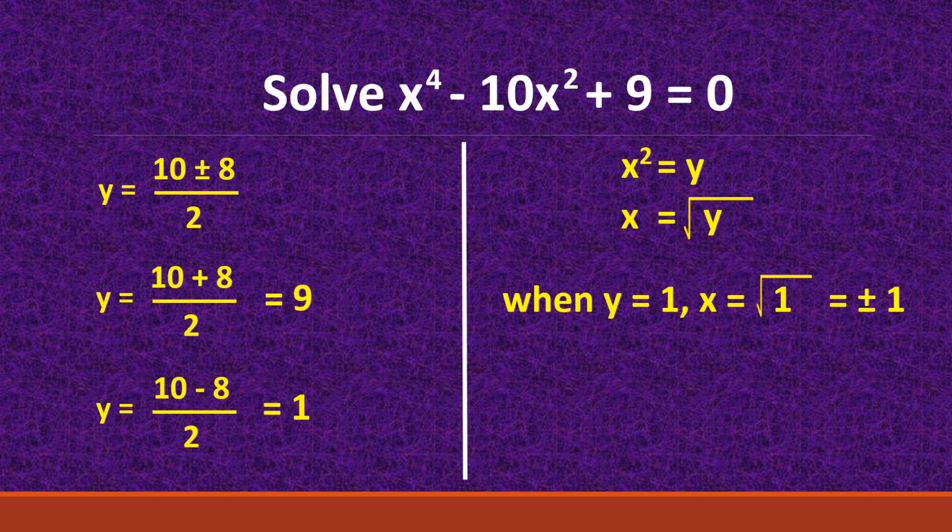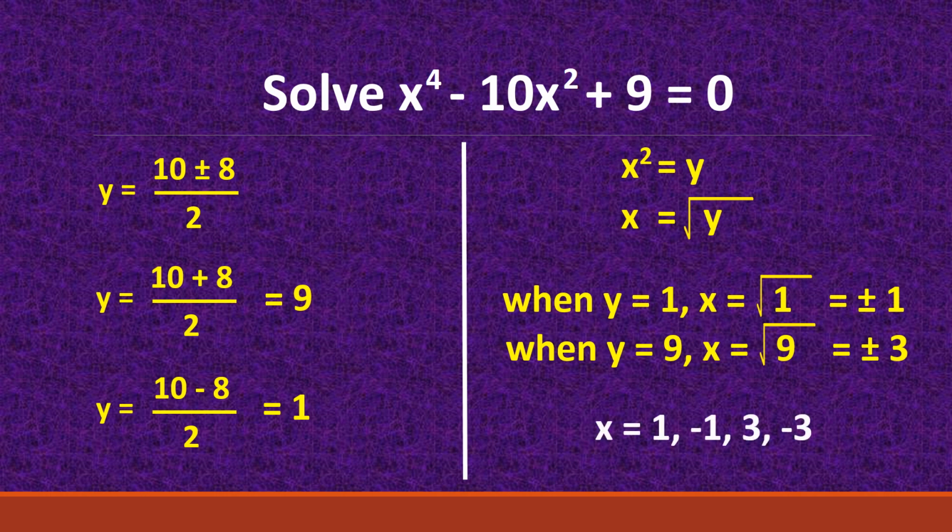And square root of 1 means plus or minus 1. And when y is equal to 9, then x will be equal to square root of 9. That means x is equal to plus or minus 3. Thus, we get 4 values for x. X is equal to 1, minus 1, 3 and minus 3. That is how we solve this equation.